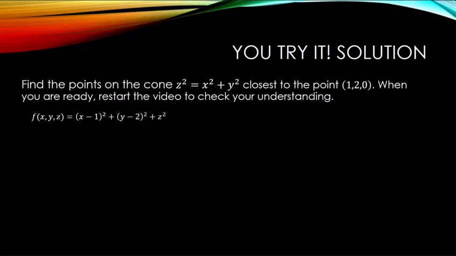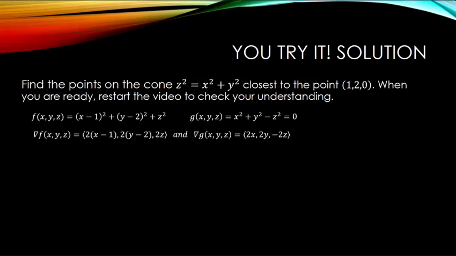For this one, we want to write my objective function. My objective function, f of x, y, z, is going to be given by the quantity x minus 1 squared plus the quantity y minus 2 squared plus z squared. G of x, y, z is equal to x squared plus y squared minus z squared is equal to 0.